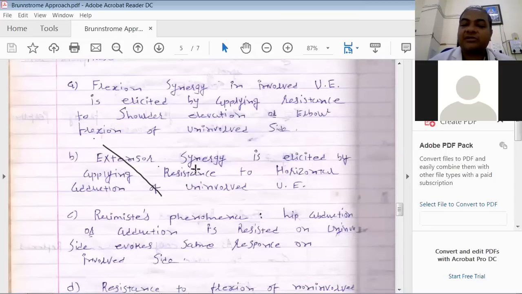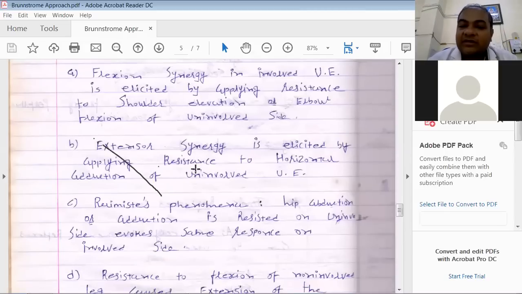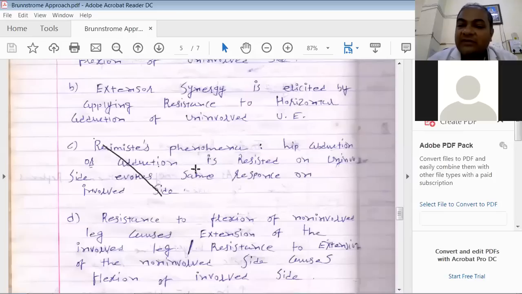Elicited by applying resistance to the horizontal abduction of the uninvolved upper extremity. Horizontal adduction, when you give resistance, it produces extension on the affected side. Right? This is the way how you produce the extensor synergy. There is a Ramage phenomena. Okay, what is Ramage phenomena?